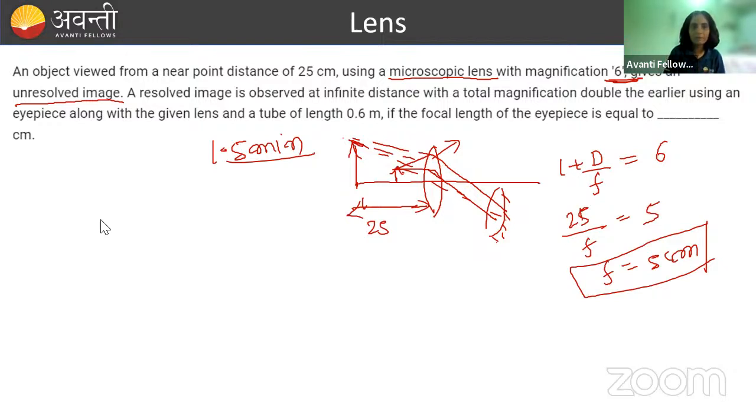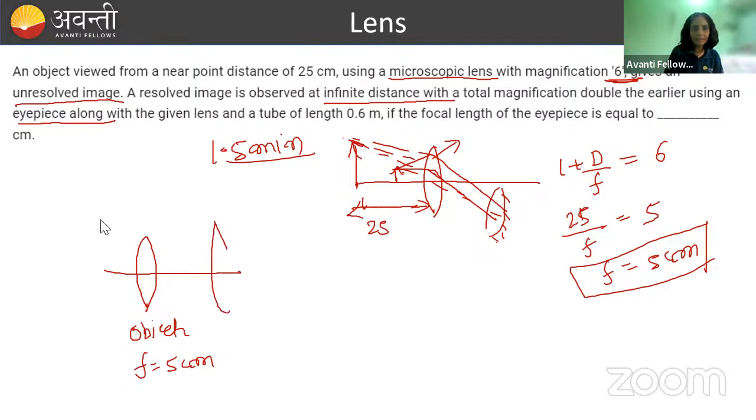यहाँ पे देखो, a resolved image is observed at infinite distance with a total magnification double the earlier using an eyepiece along with the given lens. So we are using an eyepiece along with the given lens. यानी कि given lens is becoming objective. Okay. So given lens को आप क्या बना दो? Objective बना दो. So this objective has a focal length of how much? 5 centimeters.